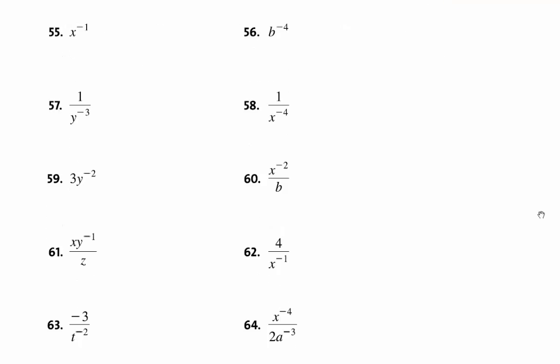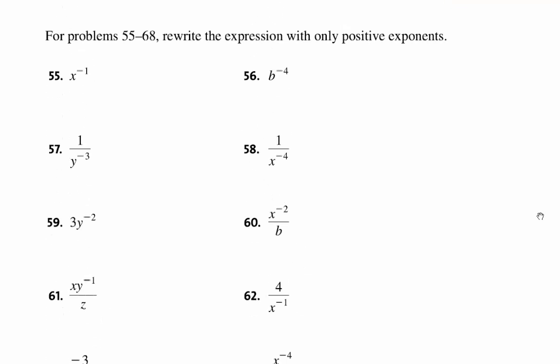Let's take a look at problems 56 through 68. It says rewrite the expression with only positive exponents. So with 56, my base is b, so I'll write 1 over b and make the exponent positive. 58, I have 1 over x to the minus 4, so I'm going to take the reciprocal of 1 over x, which would be x over 1, and make my exponent positive.